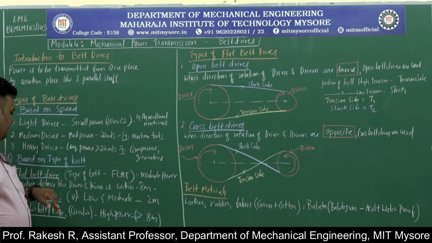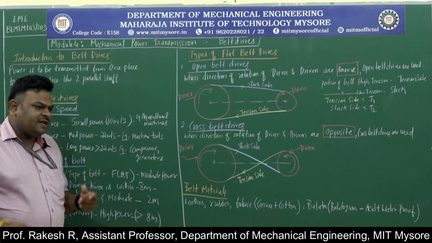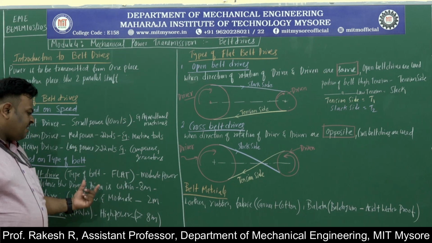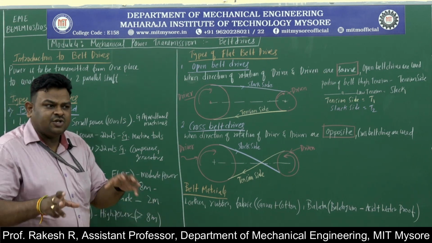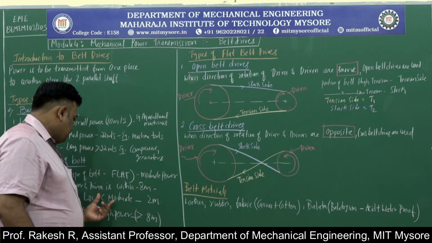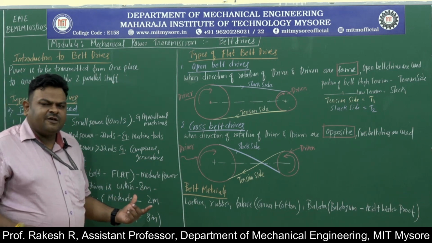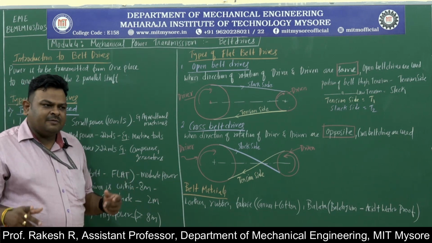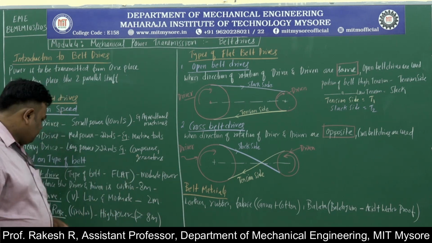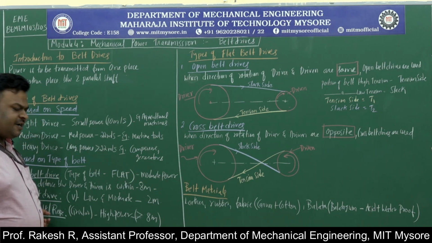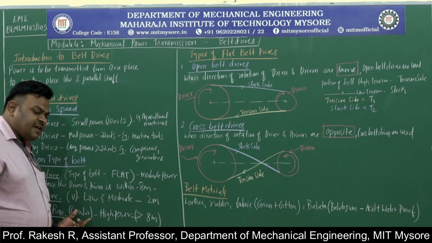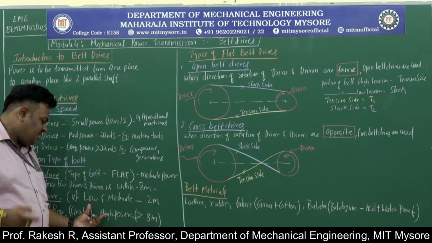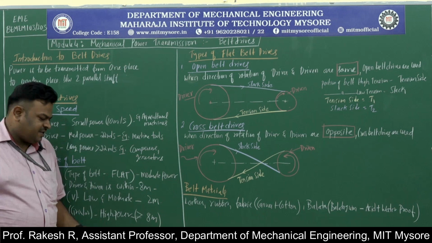Then V belt drives are used. The type of belt is V whenever the distance between driver and driven is within 2 meter. For short range of span V belts are used, and V belts are suitable for low and moderate power application, but flat belt drives are used for moderate power application. Next, circular belt or rope drive. The type of belt is circular or a rope. The cross section area is circular and it is used for high power application.